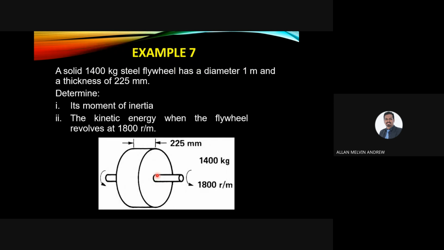Like in this case, we have a solid steel flywheel of 1400 kilograms with a diameter of 1 meter. So the radius is 0.5 meters, and the thickness is 25 millimeters. We need to determine the moment of inertia and the kinetic energy when the flywheel revolves at 1800 revolutions per minute. Most of the details are given.